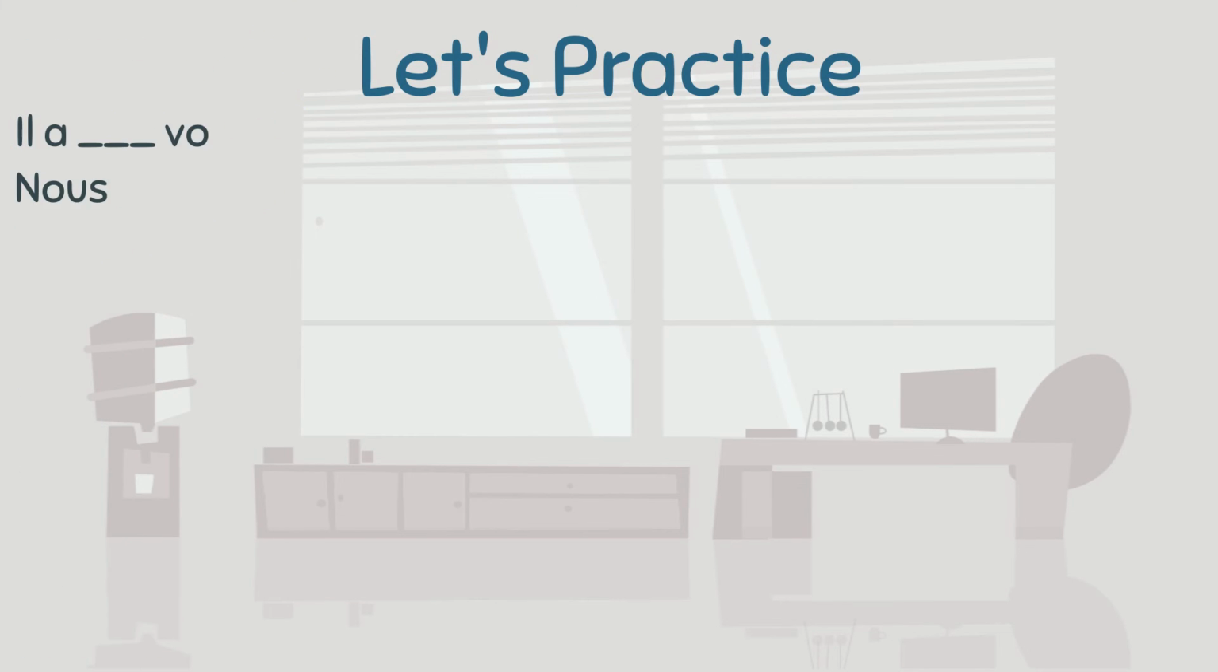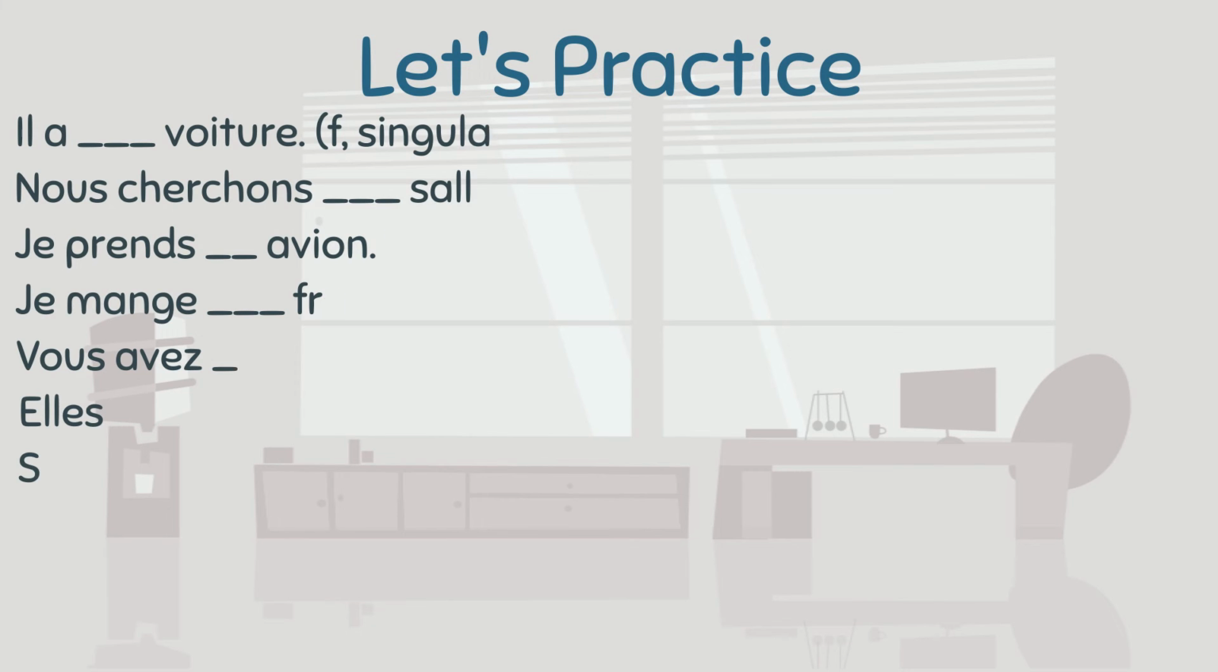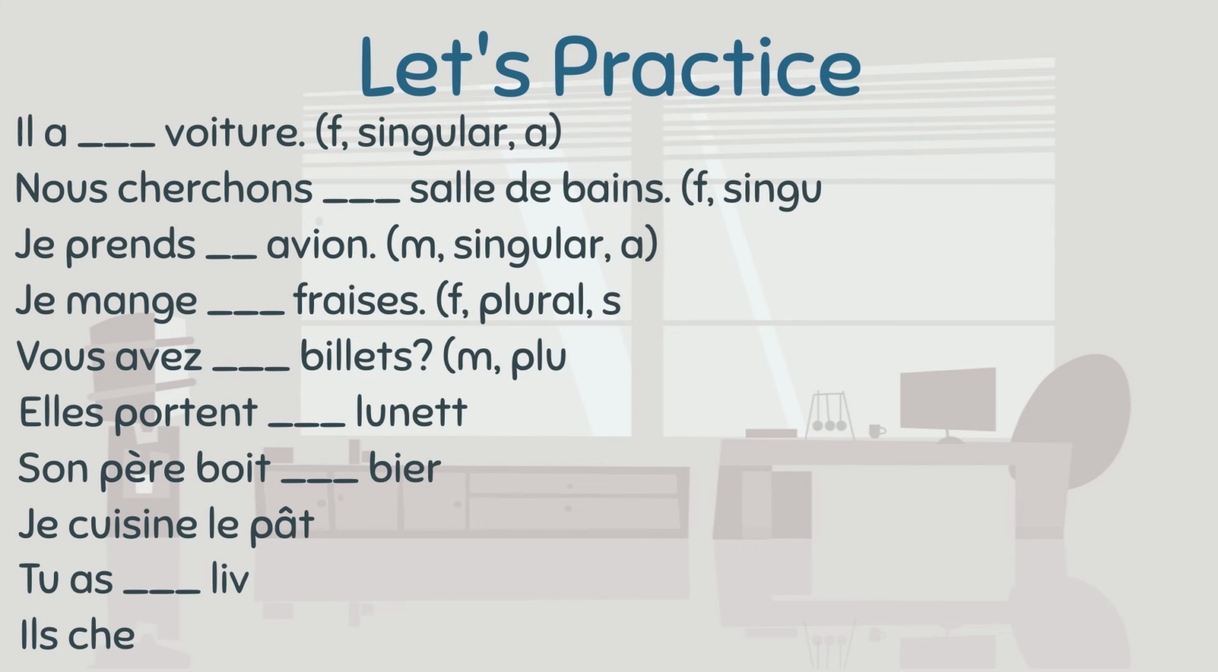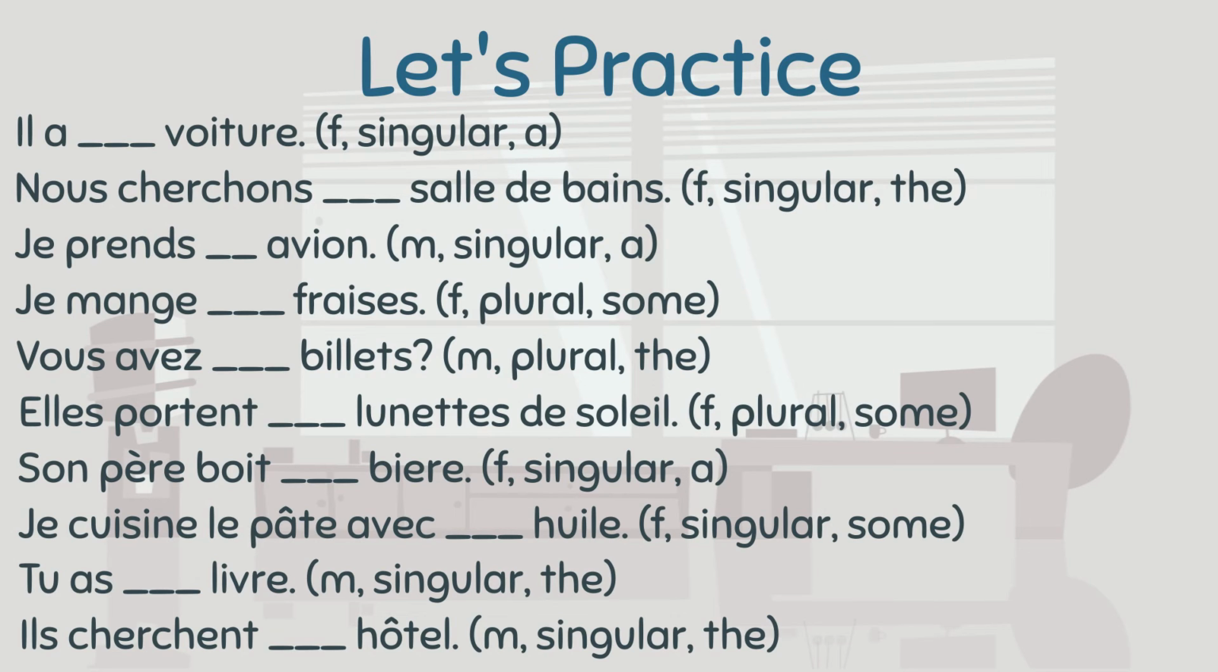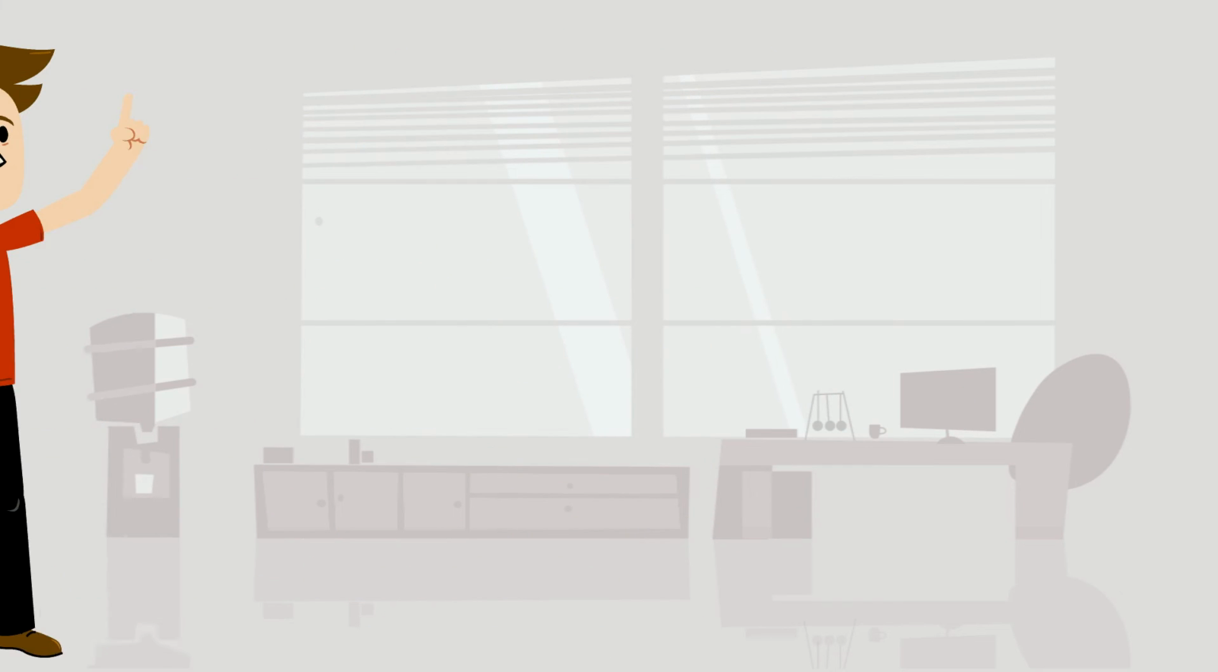Alright, why don't you try to practice with these sentences here by applying the correct article based on the parentheses, which include the gender, the plurality, and an example of the definite, indefinite, or partitive nature of them.